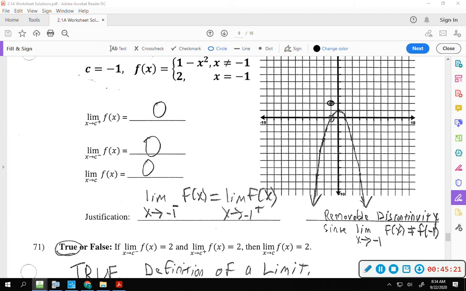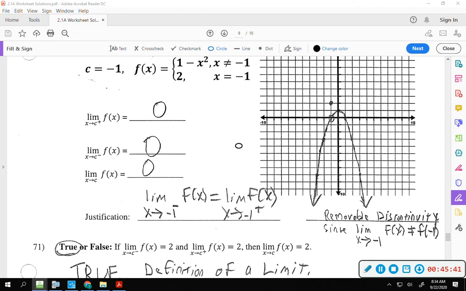If we wanted to make this function continuous, I could take this point from here and put it right here. And if I just change that to be 0, this would be a continuous piecewise function. It would fill in the hole created by the first piece.